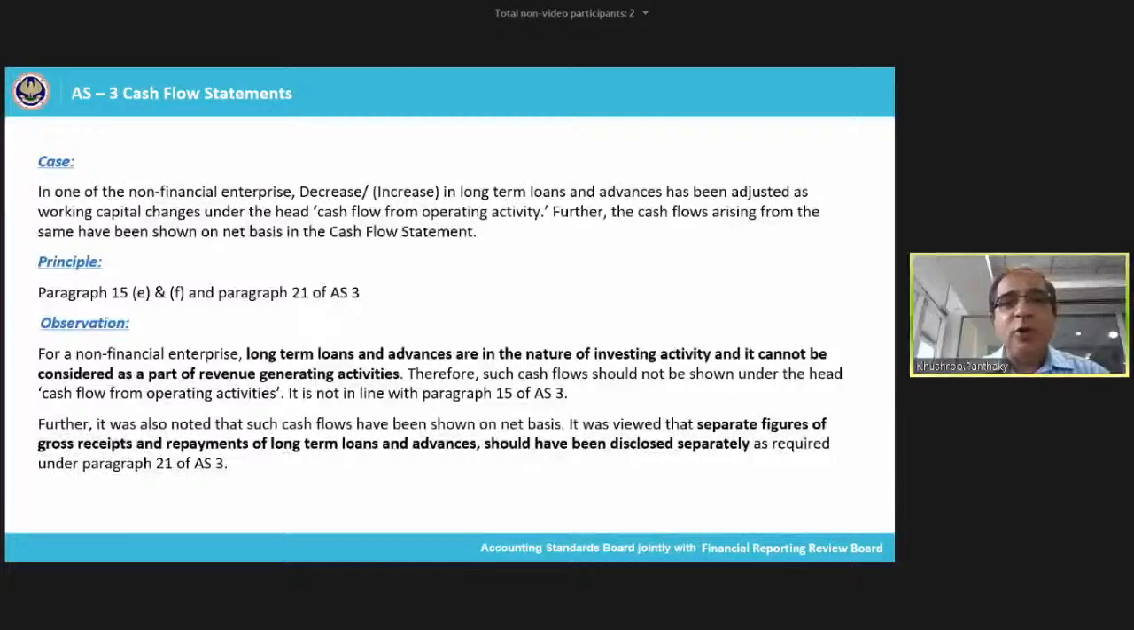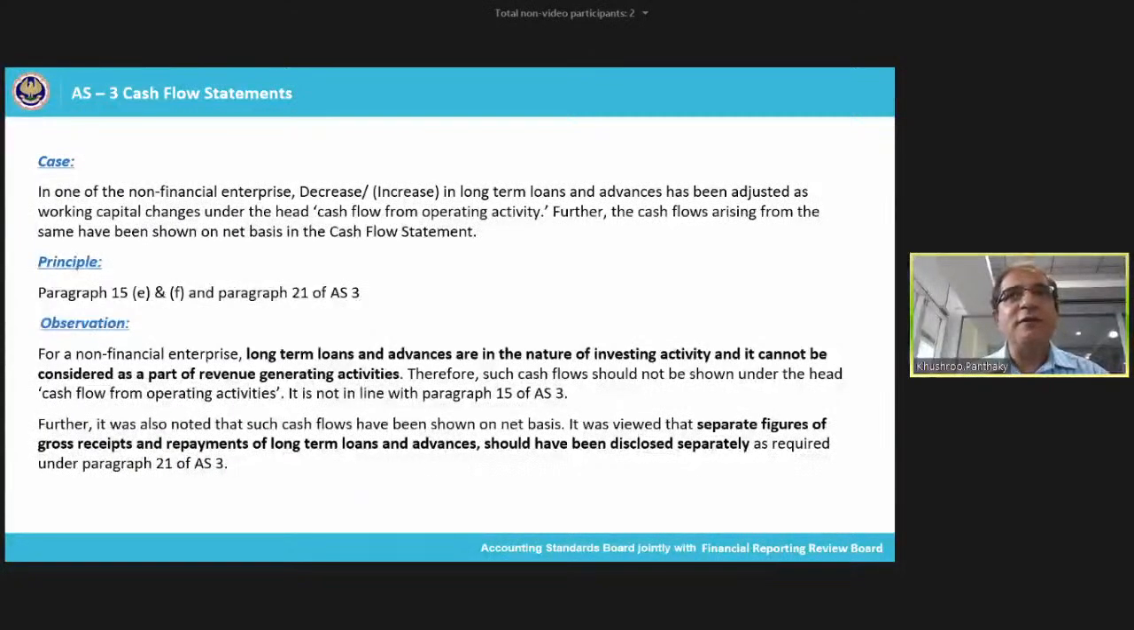So in case there is a lending, then you need to show it as an investing activity. Cash flow in terms of lending should be shown as an investing activity. And in case there is a recovery of that particular amount, then again it has to be shown at gross as recovery of loans and advances.